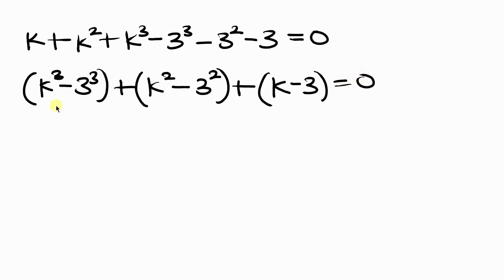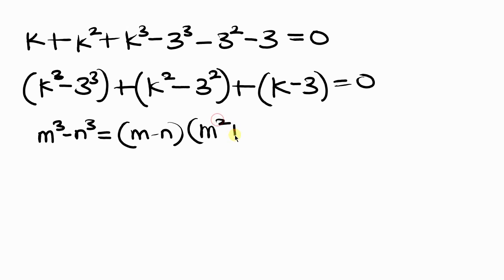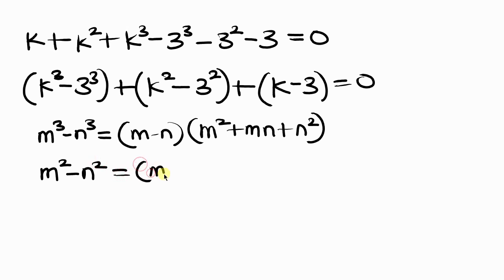Now notice that we can make use of identities here, because this is difference of 2 cubes and this is difference of 2 squares. For difference of 2 cubes, we have an identity like this: m cubed minus n cubed is equal to m minus n times m squared plus m times n plus n squared, right? And then for difference of 2 squares, we have this identity: m squared minus n squared is equal to m minus n times m plus n.